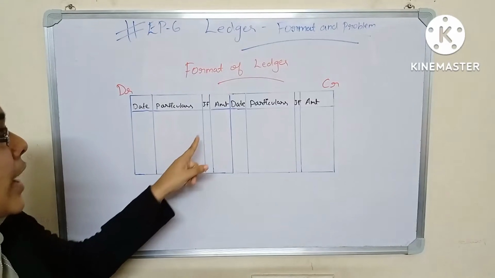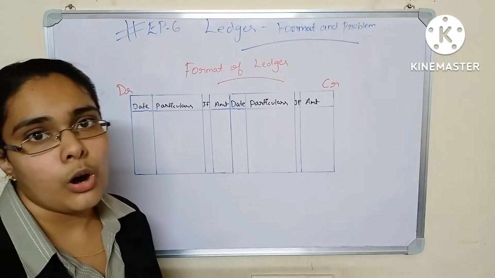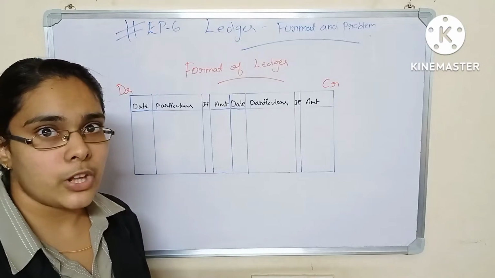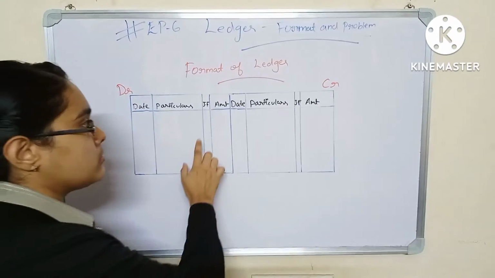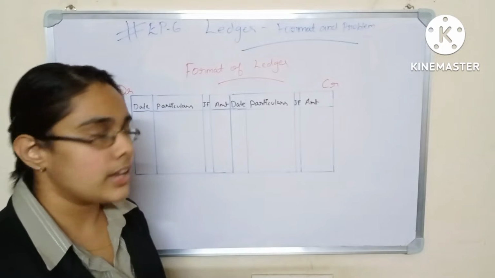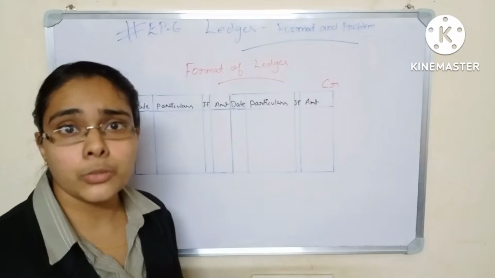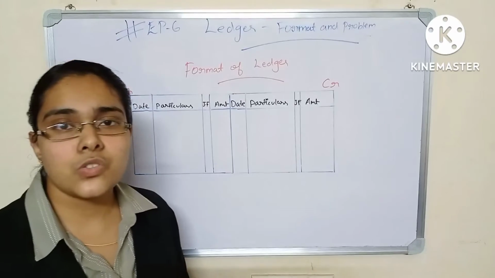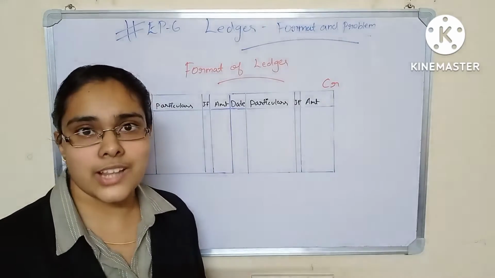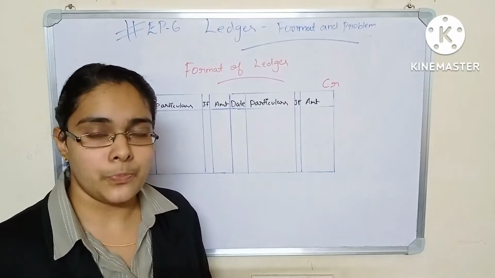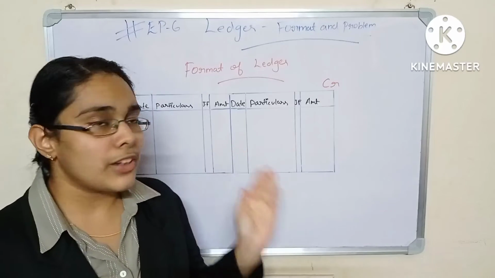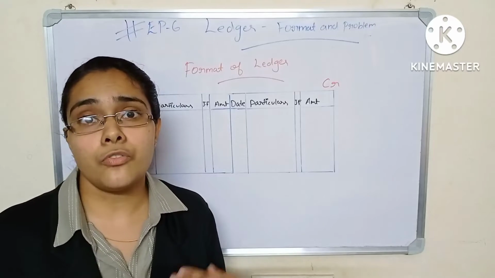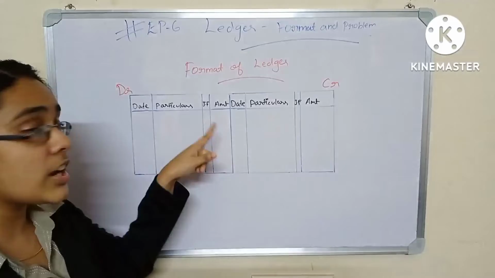Then you have the journal folio, or you can write JF. When you are practicing problems, this column is left blank, but it should be provided for the purpose of format. Journal folio means it is to record the number of the transaction appearing in the books of journal. So in the books of ledger, we will be writing the transaction number appearing in the books of journal. That is why it is known as journal folio.